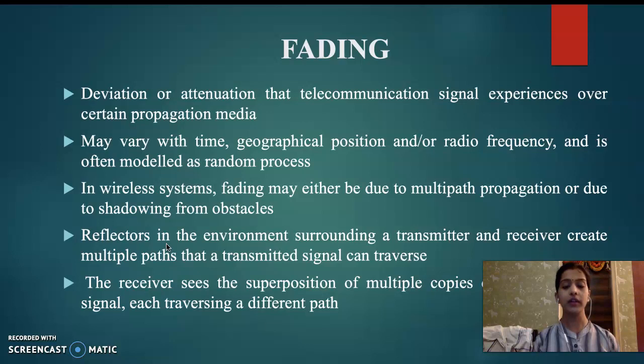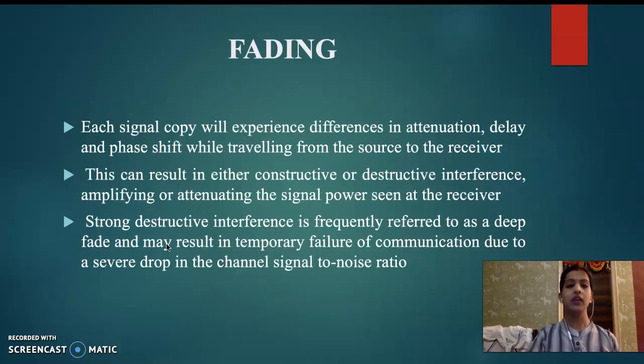Reflectors in the environment surrounding a transmitter and receiver create multiple paths that a transmitted signal can traverse. The receiver sees the superposition of multiple copies of the transmitted signal, each traversing a different path. Each signal will experience differences in attenuation, delay and phase shift while traveling from the source to the receiver.